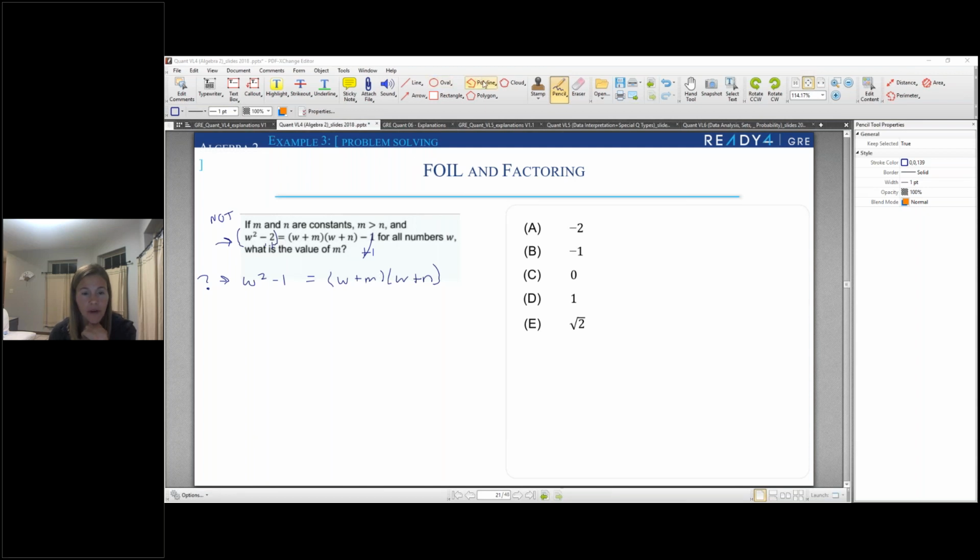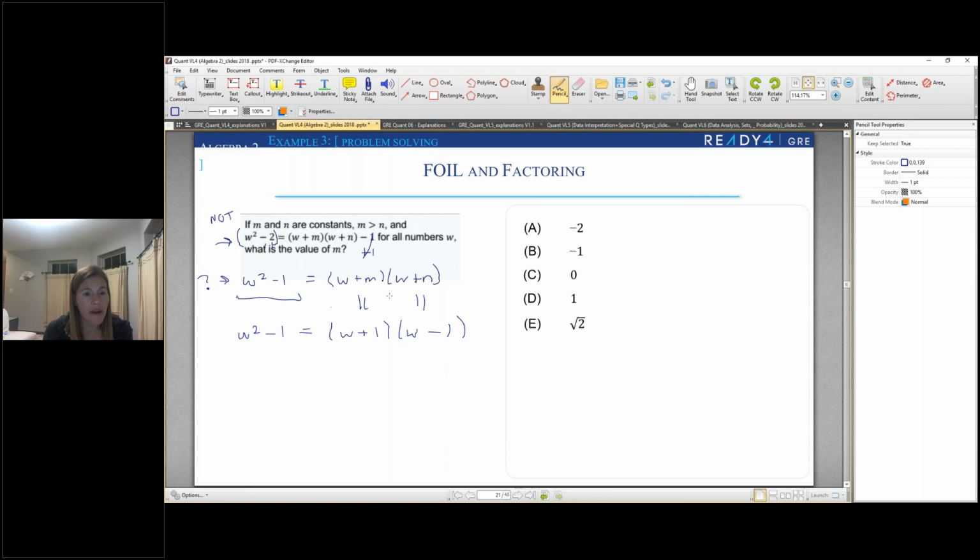Well, we've got w squared minus 1 is equal to (w plus m)(w plus n). Well, we know now that this is a difference of squares, and that's great. And a difference of squares tells us that that will factor to (w plus 1)(w minus 1), because that's what the difference of squares does. Okay, that's how we factor it. We also know that it's the same as (w plus m)(w plus n).